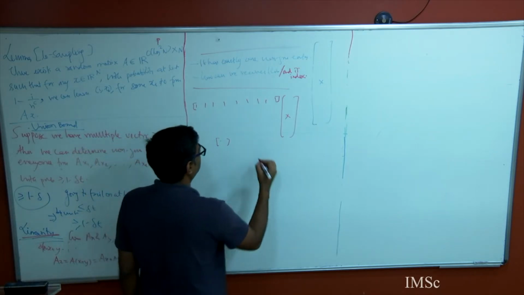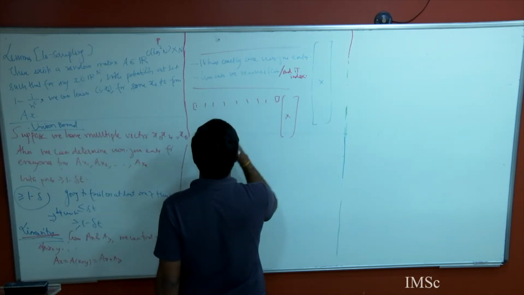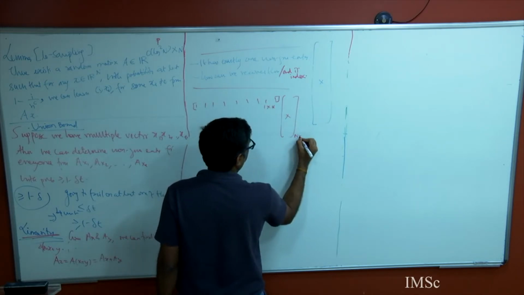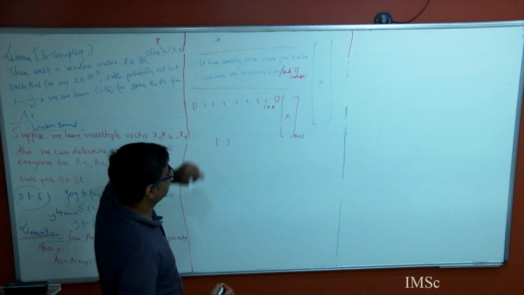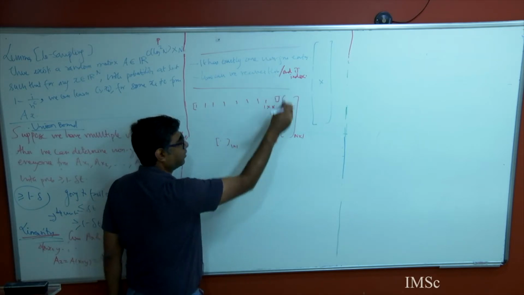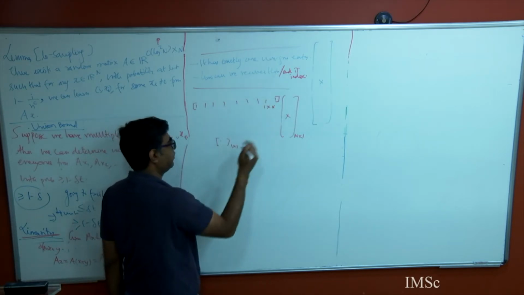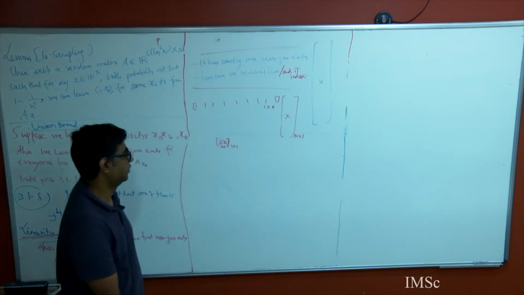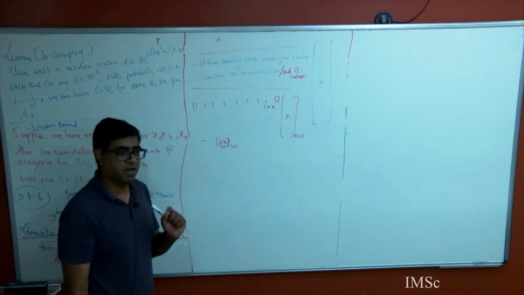Because what is this? This is 1 cross n times n cross 1, so the result is a single entry, which is the sum of these things. This is basically the sum of x_i, i in x. Basically, this is the object which it contains. So this gives me the value.